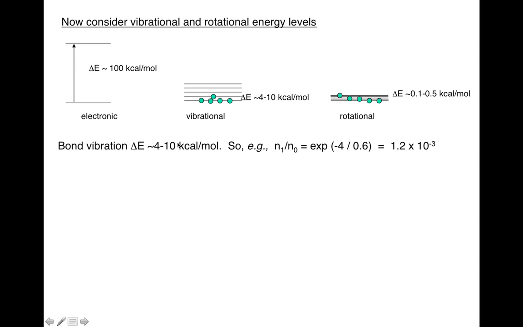So let's look at a delta E for vibration, say, of 4 to 10 kcal per mole. If we now do the calculation of what fraction of molecules would be in the first excited vibrational state versus the ground state, it's about 1 in 1,000. Now that's not a big number, but it's also not trivial. So the first few excited states will be slightly populated.